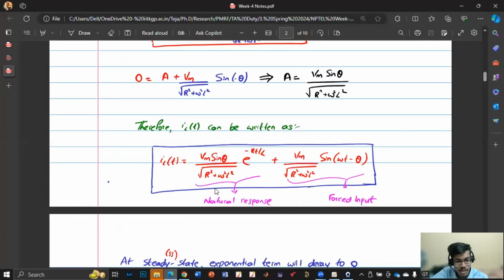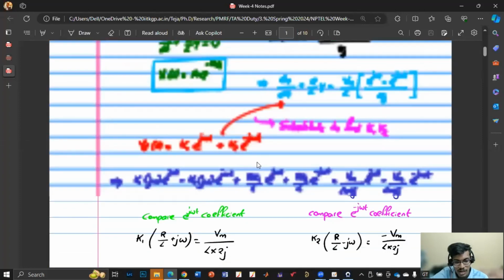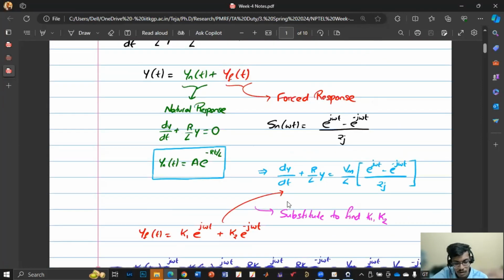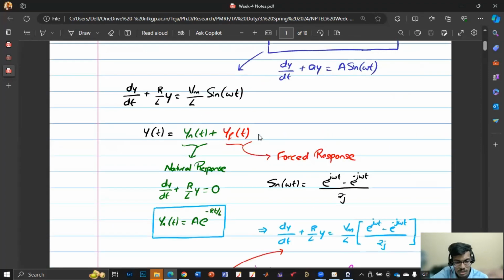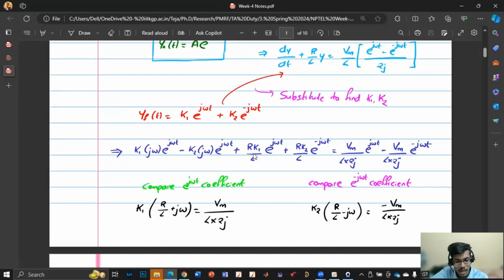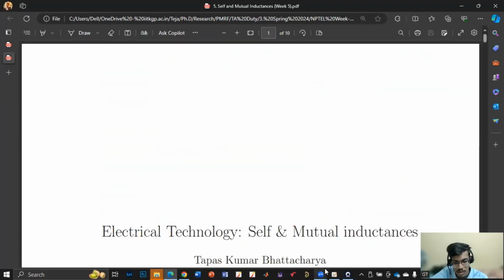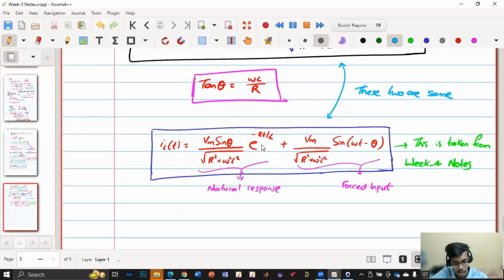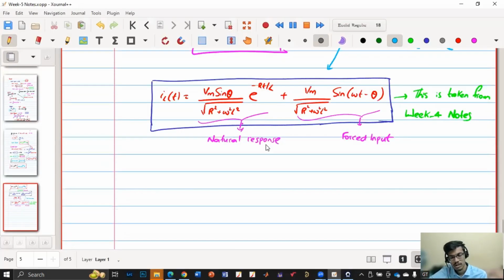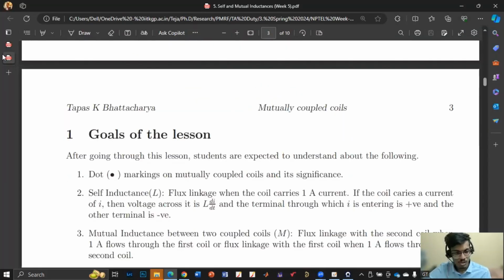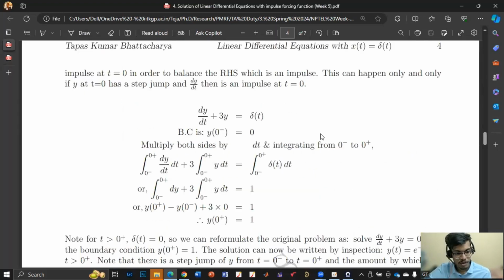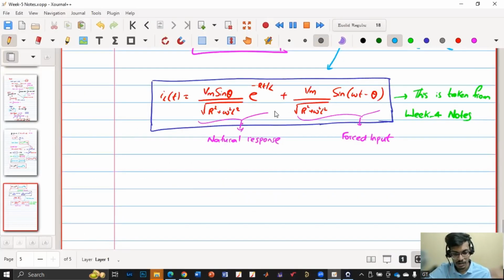How did we solve it? In the previous class, we considered the differential equation, and then used the forced response, natural response approach, and arrived at the same solution. Instead, we can also use the convolution theorem, but there is no hard rule that you should only use this and not that. Depending upon your ease, you can use either method, but I just wanted to prove that both give us the same solution. So this completes our first part, the LDE, linear differential equation with the impulse response.